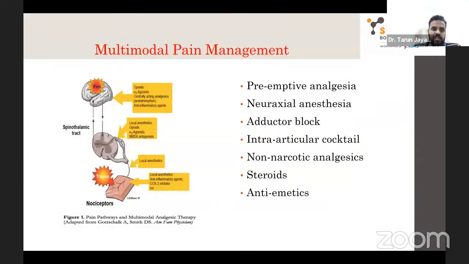As you can see, the main ideology behind multimodal pain analgesia is you target pain at each level. So as you can see on the table on the left, the site of action of each agent is shown. So you target pain not only at the level of the brain or the spinal cord, but also up to the level of the skin or subcutaneous tissue.